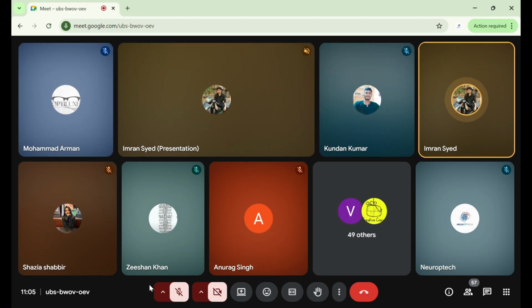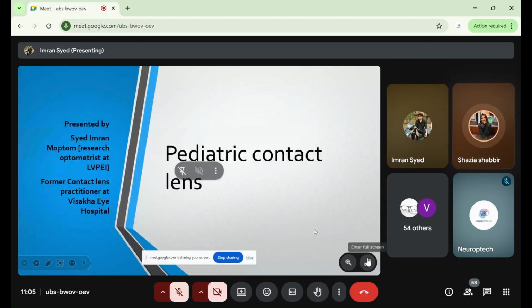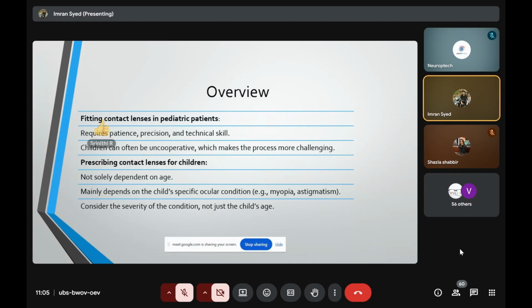Well, I hope that the presentation is visible to everyone. Yes, sir, it's visible. Know that fitting contact lenses in any age category is a technical skill. Especially when you're dealing with kids, it requires more patience, more precision, and you need to be very thorough with your technical skills.